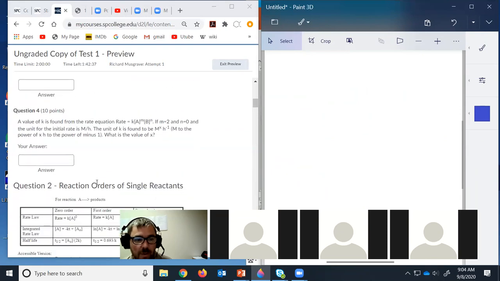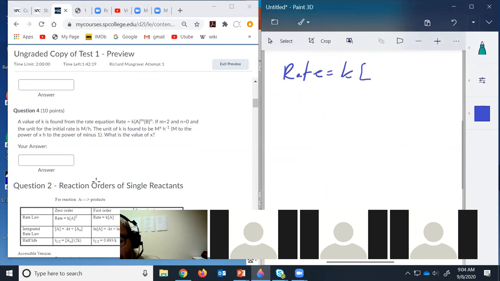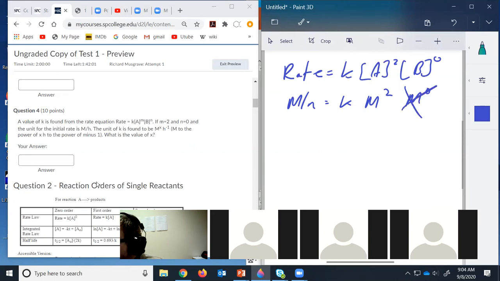This one was the value of K, M equals 2, N equals 0. And we're told here that the initial rate is molar per hour. So again, rate equals K A squared B to the 0. So it's going to be molar per hour on this side. It's going to be K molar squared on this side. And this will be molar to the 0, which is just going to be 1 anyway.